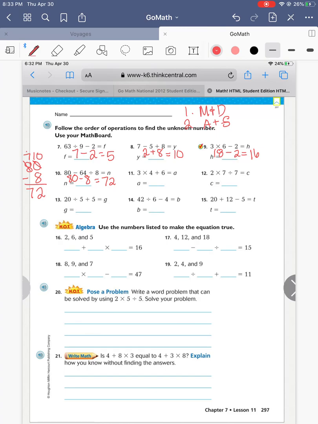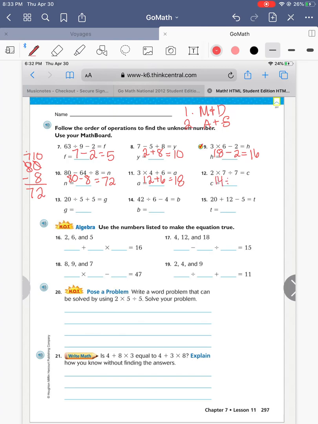Number 11 is 3 times 4 plus 6. So multiplication first. 3 times 4 is 12. Plus 6 is 18.